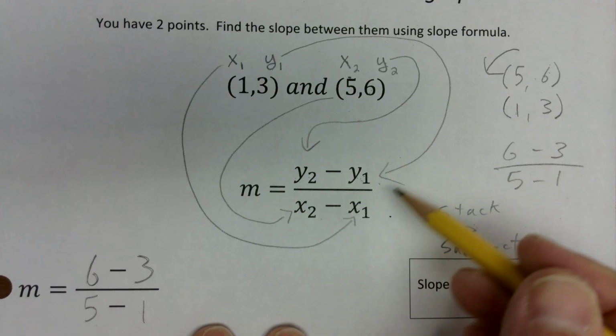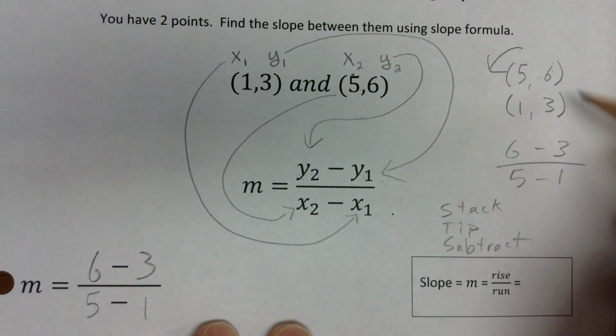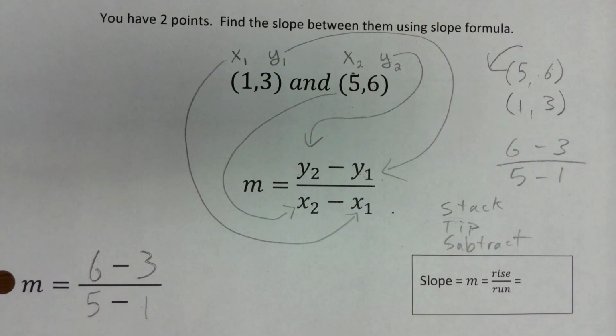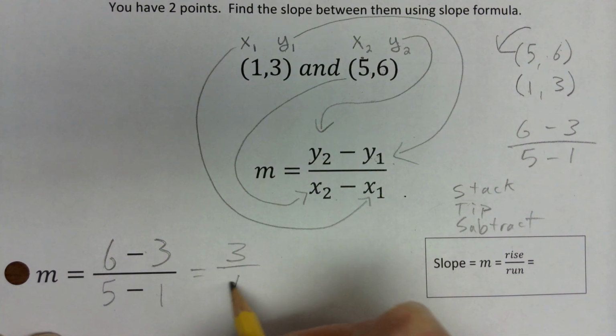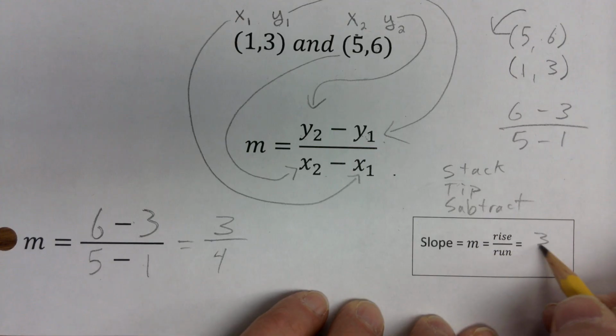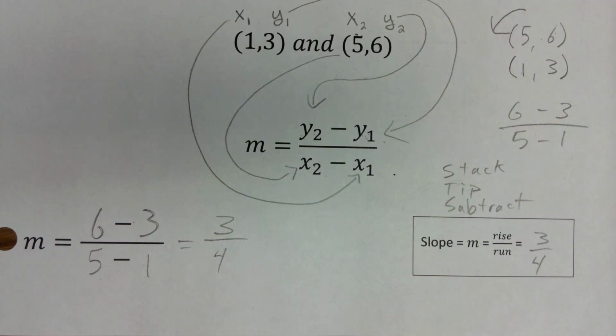Okay, so this is the formal mathematical way of doing it. This is the shortcut of you stack them up, you tip them over, and then you subtract them. So anyway, I've got this 6 minus 3, and I've got this 5 minus 1. That's going to be 3 on top and 4 on the bottom. So the slope between those 2 points is 3/4.